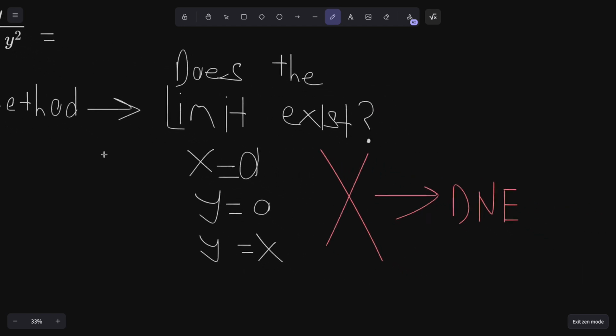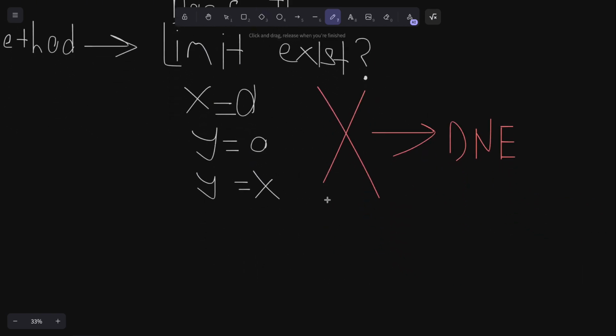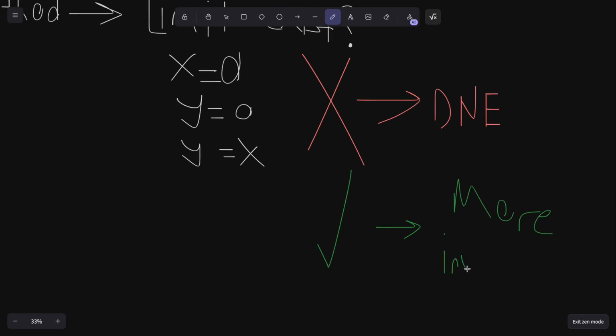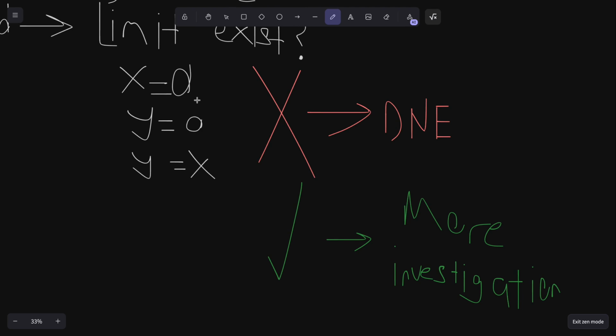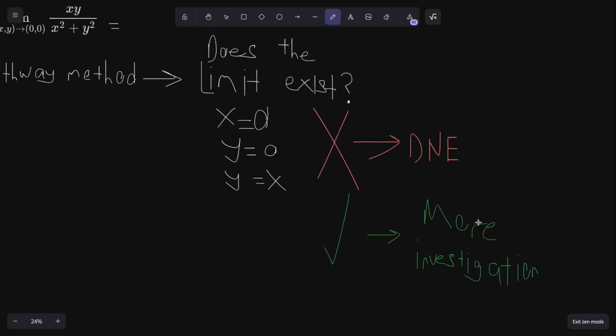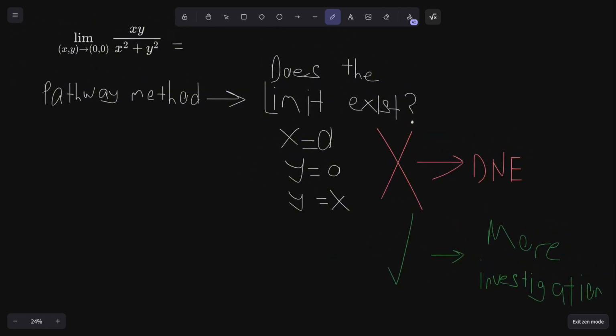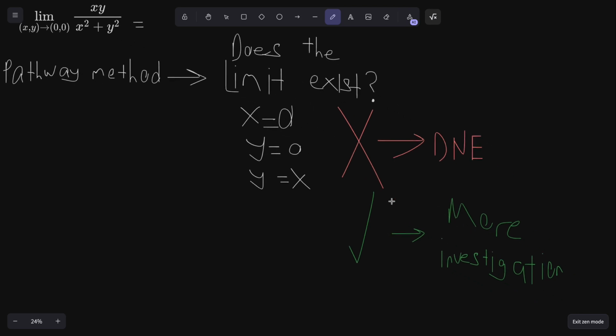But if all of these limits do approach a single value, then you have to do more investigation. Because theoretically, there are infinitely many different ways you can approach (0, 0). So you would have to do more investigation, using other methods we'll discuss later, to find out if the limit exists. So mainly, this pathway method is to check if the limit does not exist. Very easy way.